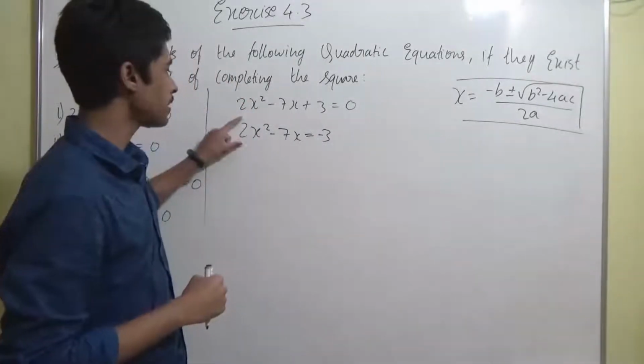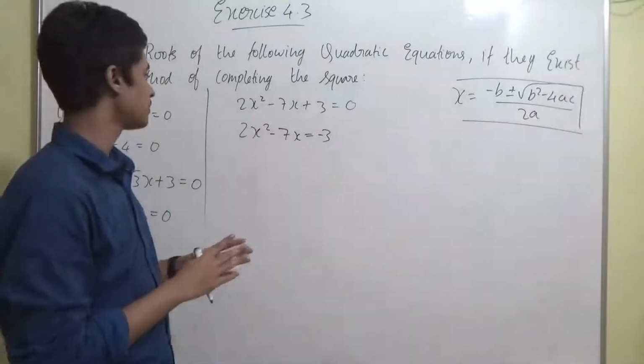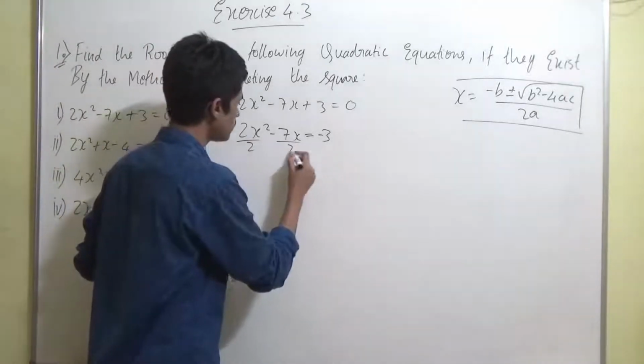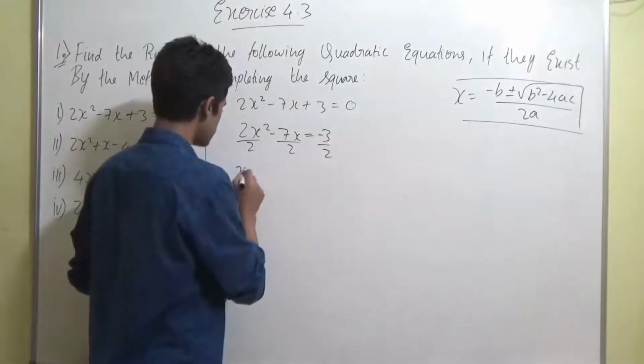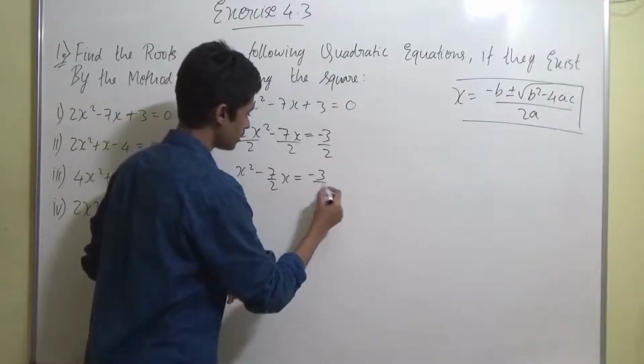Now what we have to do? We have to make sure that the x square term is just x square. It shouldn't have any coefficient. The coefficient should be 1. Getting it? So I'll divide all the terms by 2. It becomes then x square minus 7 by 2 x equal to minus 3 by 2.